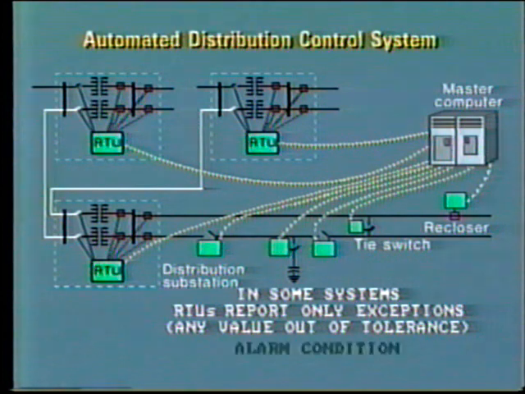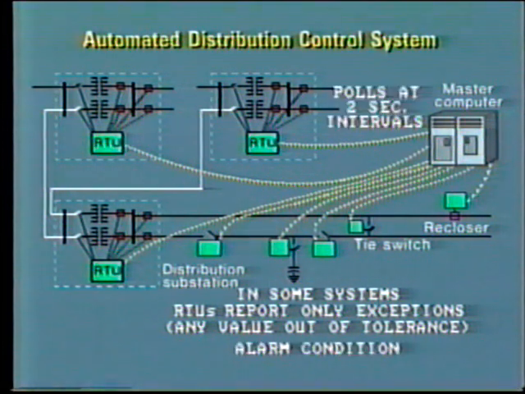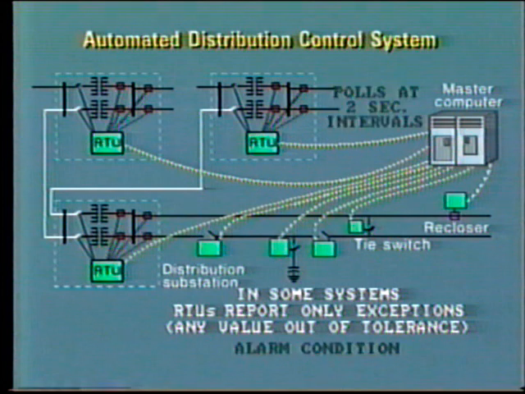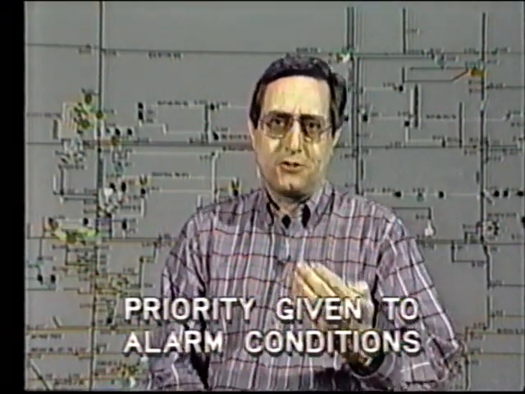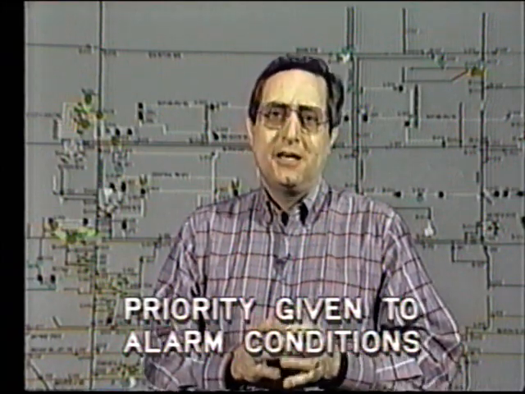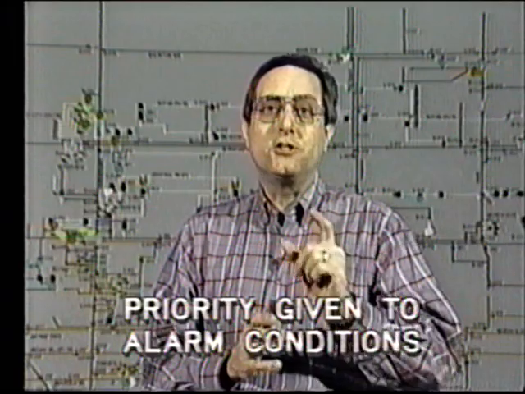Another exception could be an alarm condition or a change of status, say the opening of a breaker. With this arrangement, it is usual for the central computer to poll all of the stations and update its own memory at 2-second intervals. When the RTU does report by exception, priority is given to alarm conditions or a change in status, so that this critical information will always reach the operator within 2 seconds or less.